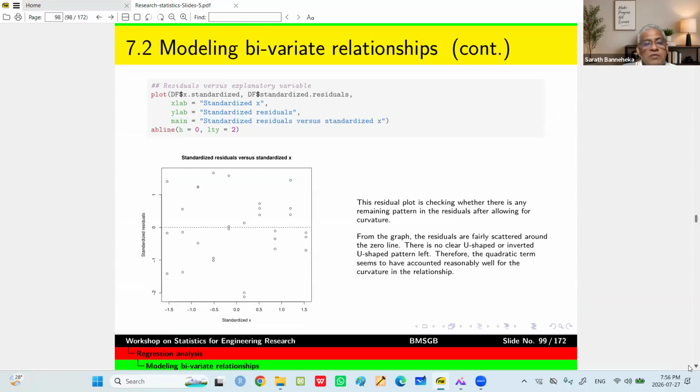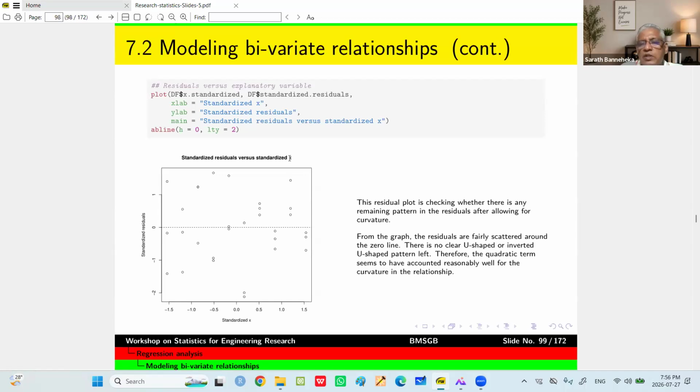So that only that observation was considered in that case. So now we are checking standardized residual versus standardized X values. So this is again a general practice. Now we have a standardized X in the model, Z.